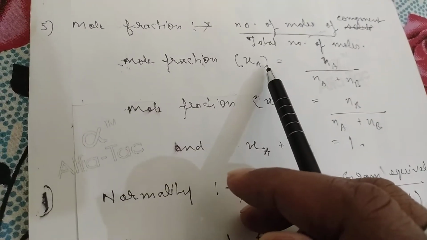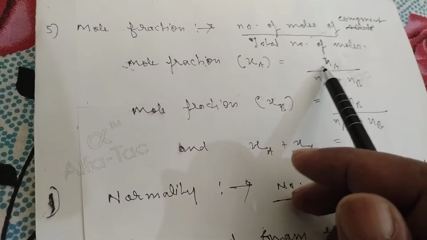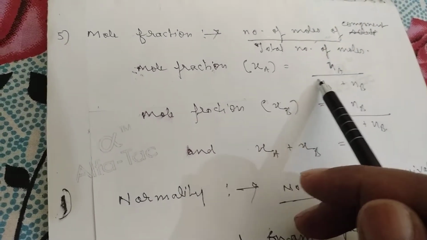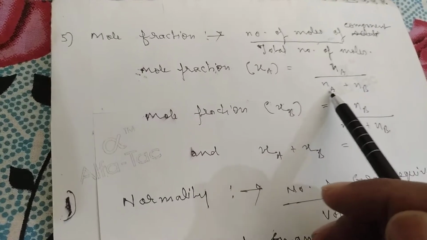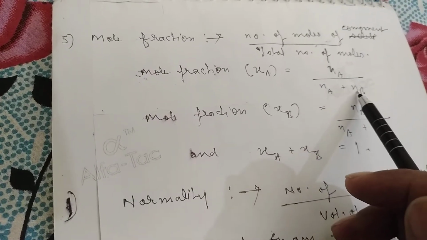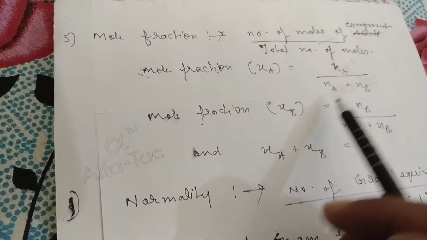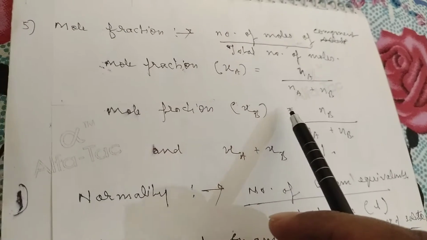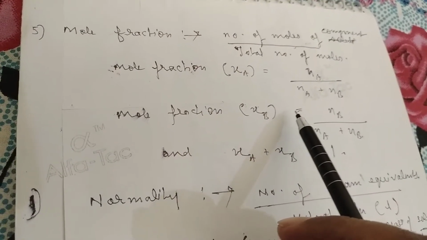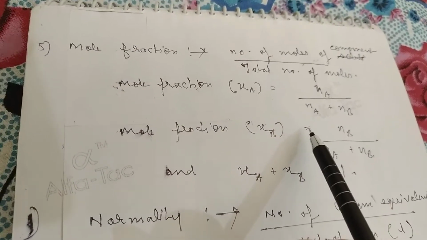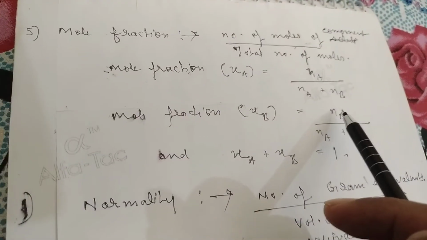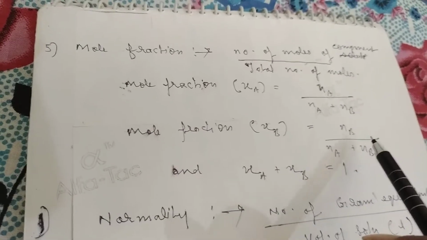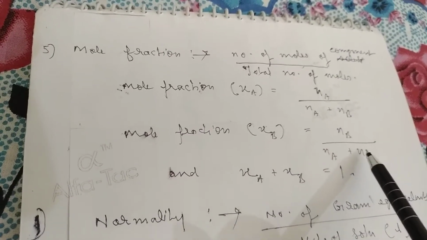Mole fraction is the number of moles of one component divided by the total number of moles. That is, the total number of moles means the number of moles of one component plus the number of moles of another component. Similarly, the mole fraction of the other component B can be calculated by dividing the number of moles of that component by the total number of moles of the mixture.